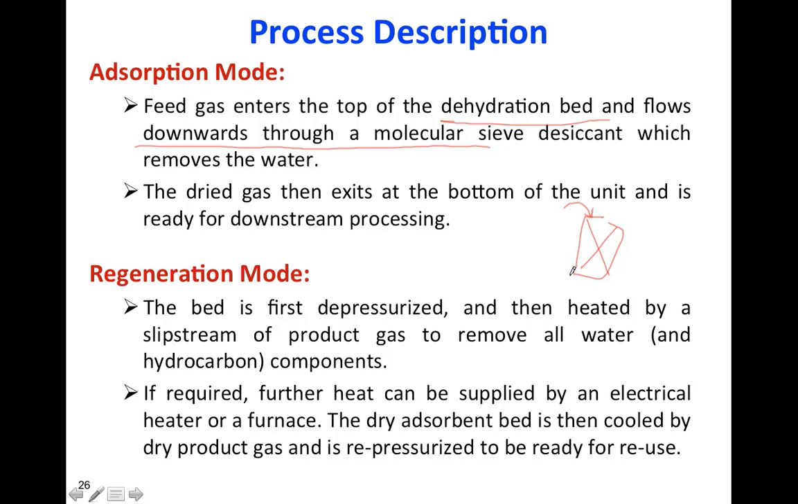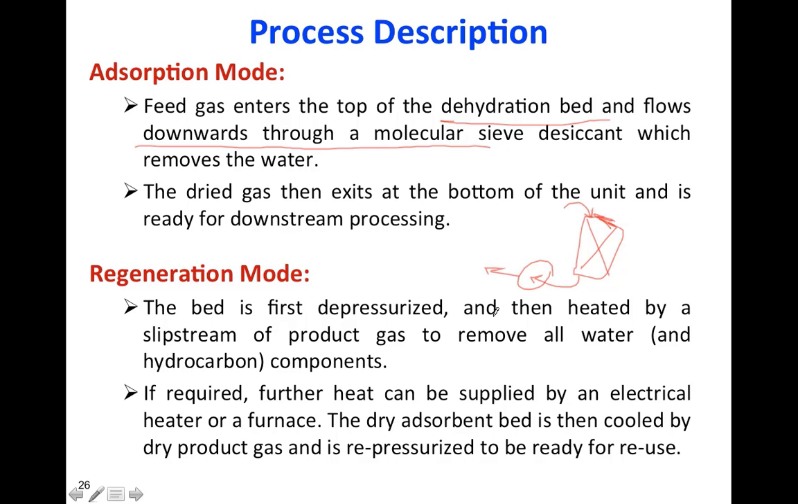The adsorption gas will be introduced. It can be from bottom to top or top to bottom, but top to bottom is more common. So my wet gas goes to the top of the column, and it will move downward inside this bed, and the water will be removed. At the end, I have a dry gas. The dry gas then exits at the bottom of the unit and is ready. It goes to the downstream process.